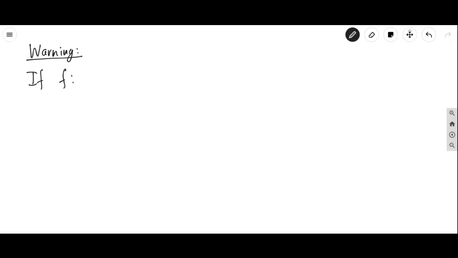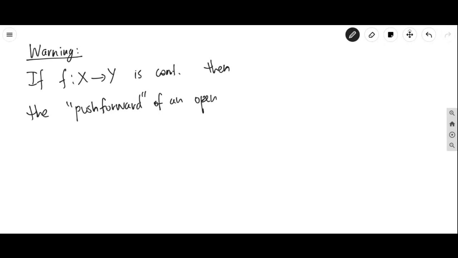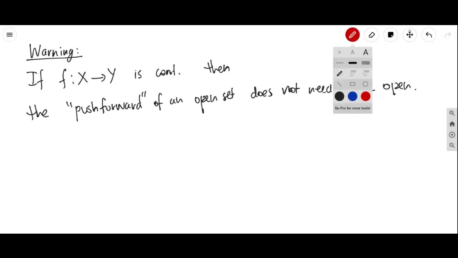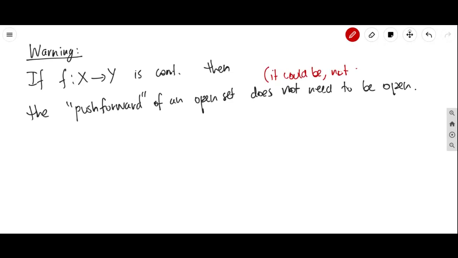If you have a continuous function, then the push forward of an open set does not need to be open. I mean, it could be, but it's not certain. There's no guarantee.